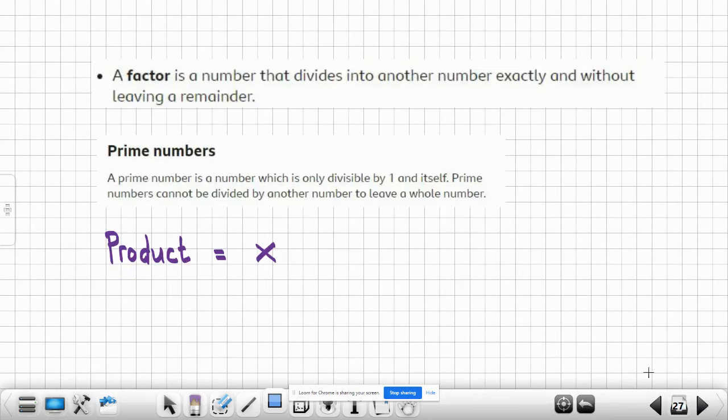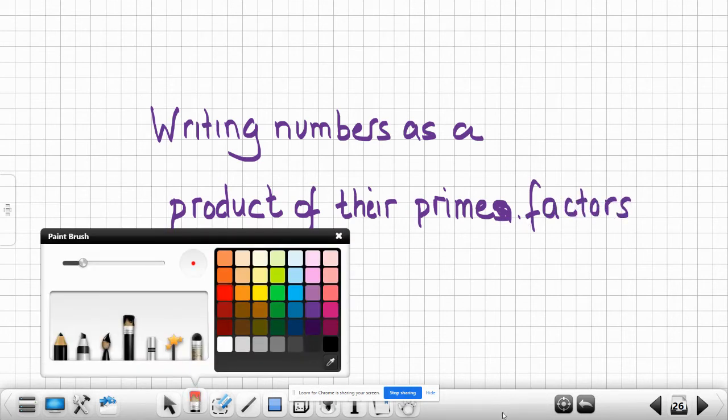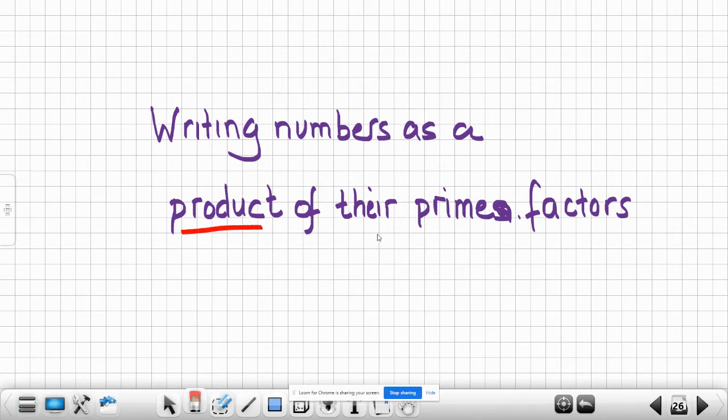So what we're actually doing is looking at a number and, let's go back to our description, writing numbers as a product of their primes. Probably what we should do is call it prime factors. So we need to understand all of these words. What does product mean? What does prime mean? What does factors mean? Before we can even get started.